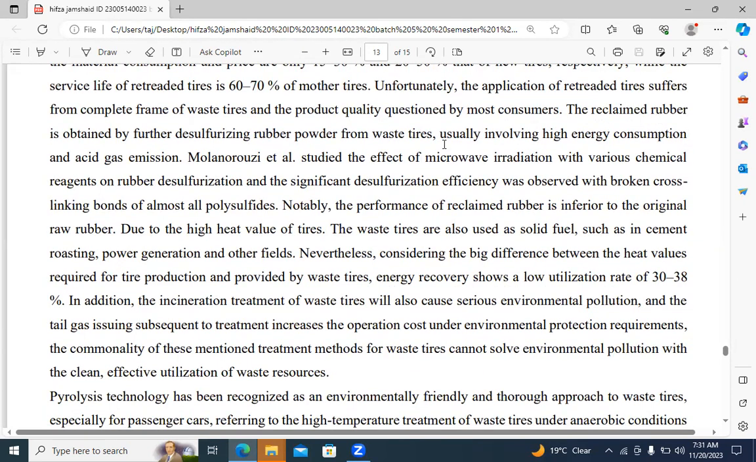This reclaimed rubber is obtained by desulfurizing the rubber powder from the waste tire, and that involves desulfurizing the rubber. This process has high energy consumption, which means it is not cost effective, and it also causes acetic gas emissions. That gas is acetic acid, which is harmful for human health and for your environment. It also causes greenhouse gases, too many dangerous gases.